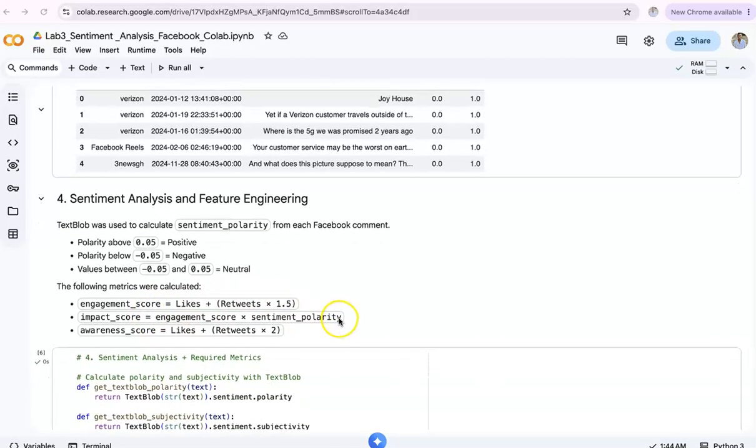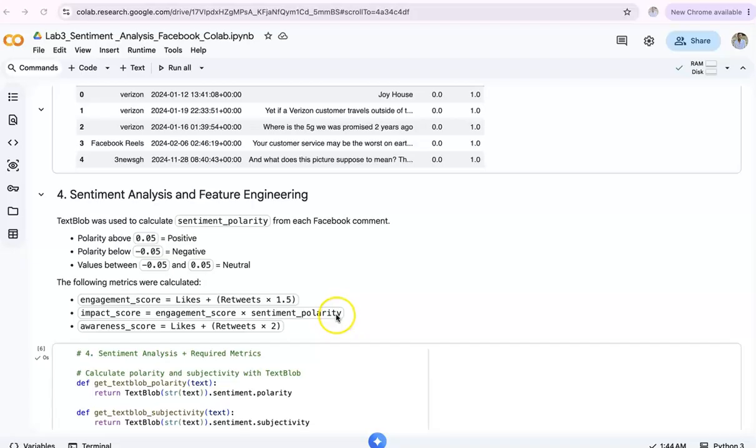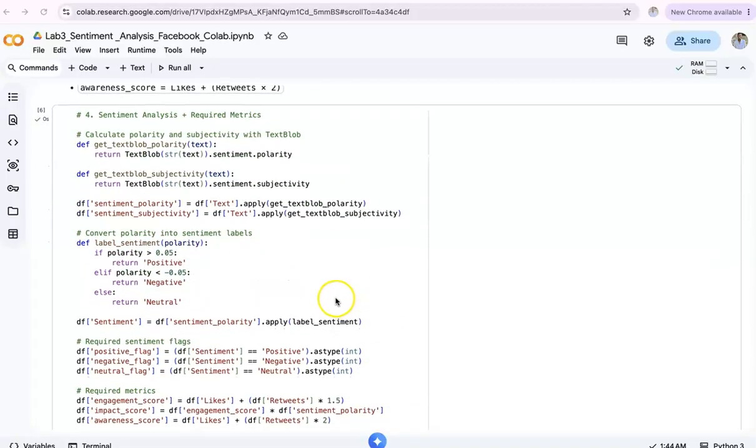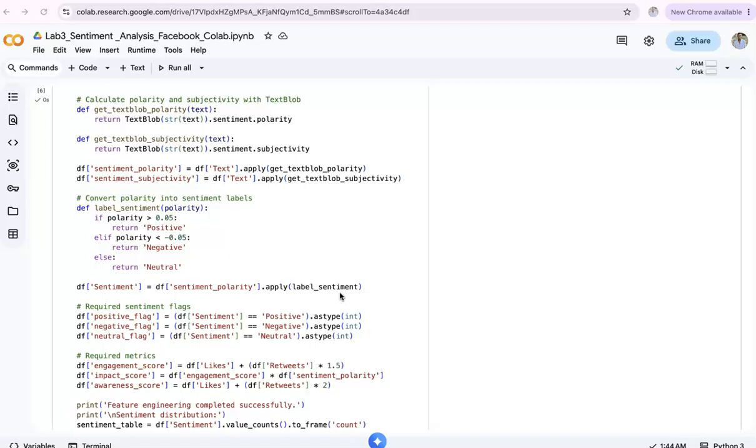So here I created the required feature engineering metrics. The first metric I created was the engagement score, which was calculated as likes plus replies multiplied by 1.5. Replies were given extra weight because they show how active a discussion is around the comment.